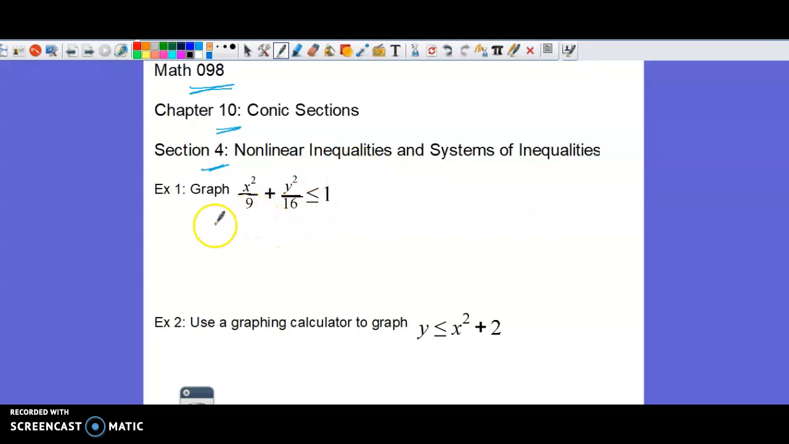I think it's certainly helpful to rewrite with the 0 in there, rewriting 9 as 3 squared. The plus is indicating that we are going to have an ellipse, and 16 is 4 squared. And we'll worry about the less than or equal to 1 when we get to it. So what I'm getting at is that you should recognize that the center is at 0, 0.